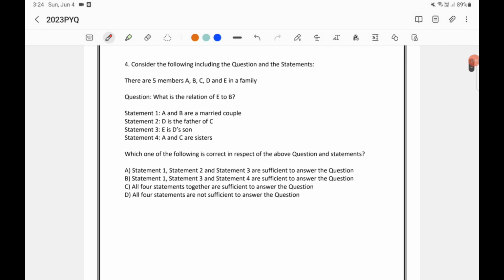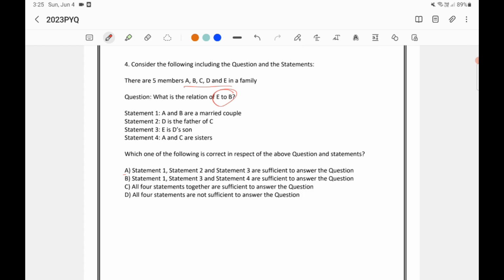So now let's take the next question. Consider the following question and the statements. There are 5 members A, B, C, D and E in a family. So the question is, what is the relationship of E to B? How are E and B related? Now there are 4 statements given. Now the question is, how many statements are required? Option A says that 1, 2 and 3 are required to answer the question. Option B says 1, 3 and 4. So that is the question.